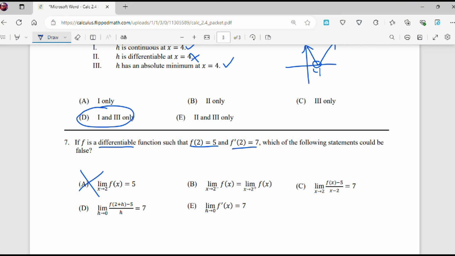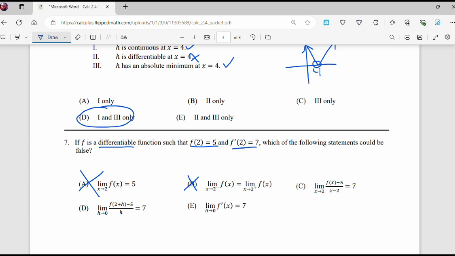B, limit as x approaches 2 from the left of f of x is equal to limit as x approaches 2 from the right of f of x. And so we know that this also has to be true. Why? Well, the limit as x approaches 2 of f of x has to exist. It has to equal 5. And so this is just saying that the limit as x approaches 2 from both sides is the same. And so we already know that that has to be true, so it can't be B.